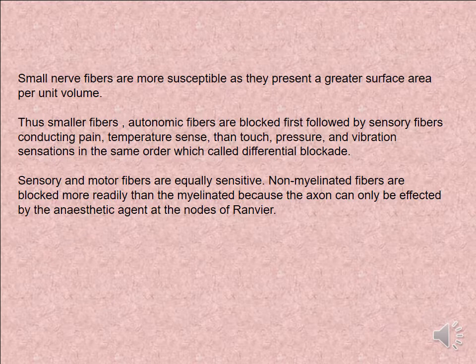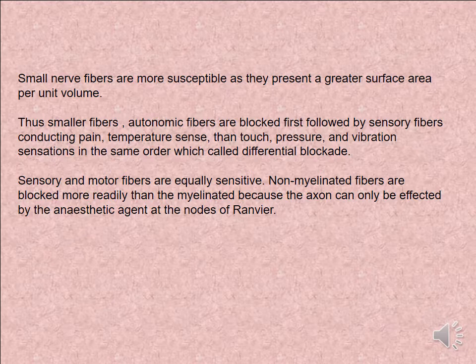The first nerve fiber that is stopped by local anesthesia is the pain, and then the temperature, and then the touch and pressure and the vibration. Sensation blocked in this order is called differential blockage. Sensory fibers and motor fibers have equal sensitivity.